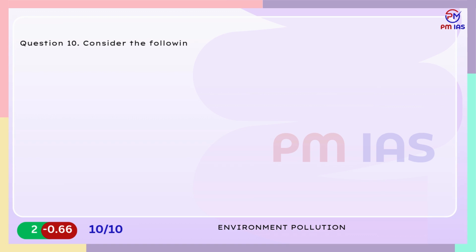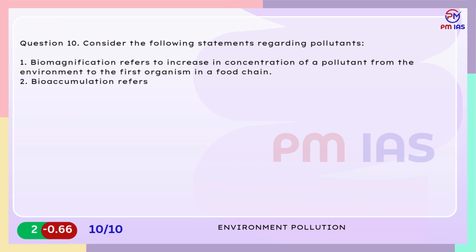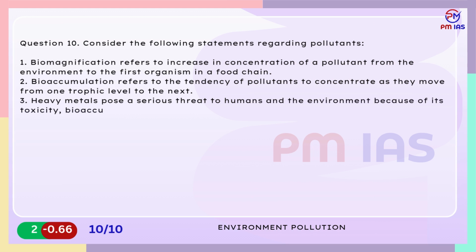Question 10. Consider the following statements regarding pollutants. 1. Biomagnification refers to increase in concentration of a pollutant from the environment to the first organism in a food chain. 2. Bioaccumulation refers to the tendency of pollutants to concentrate as they move from one trophic level to the next. 3. Heavy metals pose a serious threat to humans and the environment because of their toxicity, bioaccumulation, and their ability to affect the biodegradability of organic pollutants. Which of the statements given above are correct?